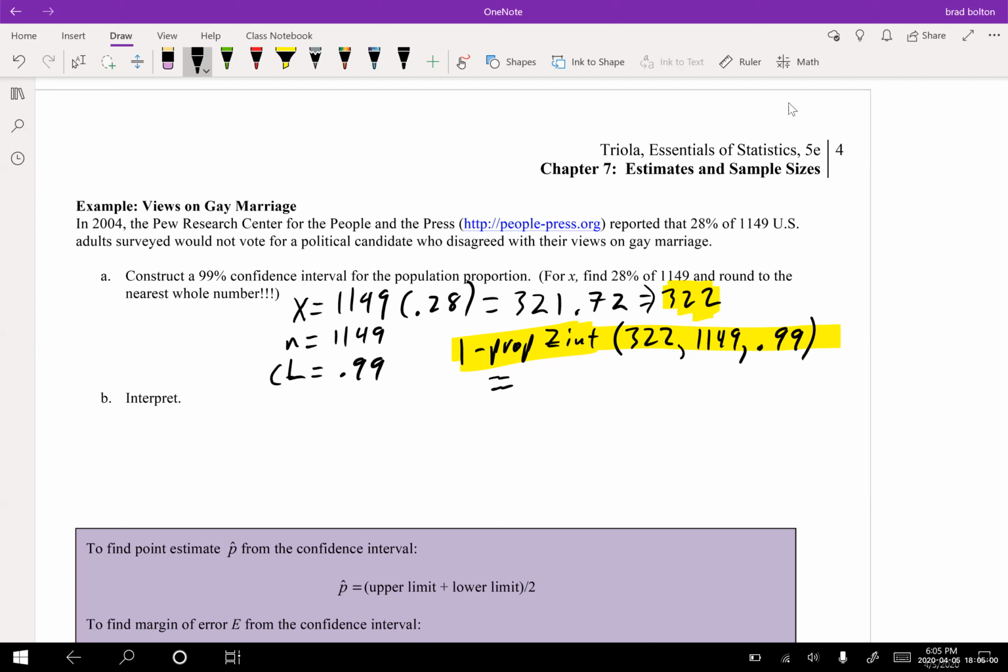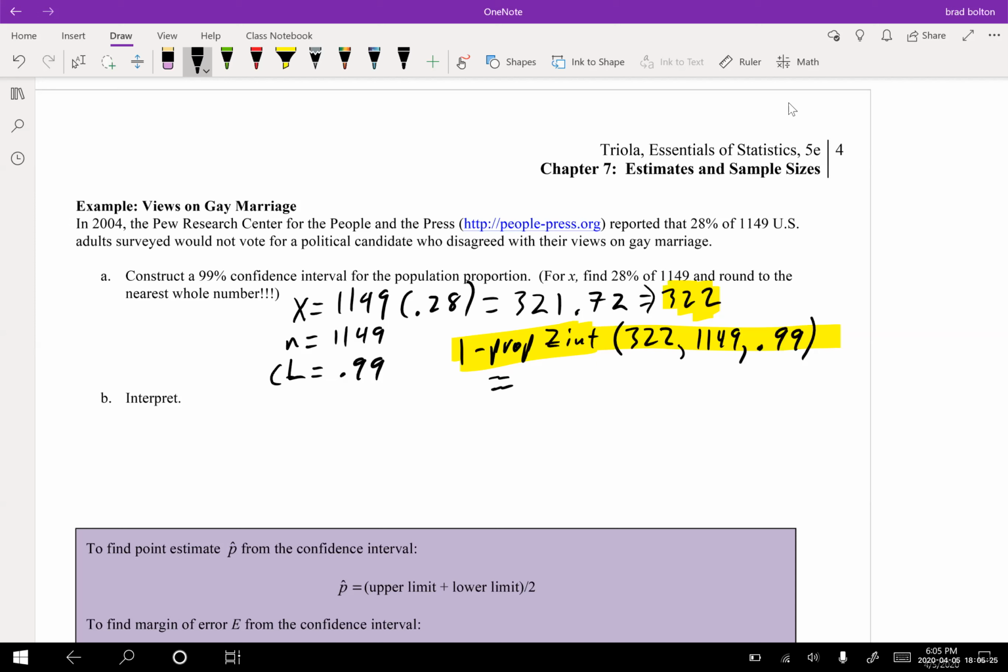Let's go to stat tests. One prop z int. We have x is 322, n is 1,149, and a confidence level of 99%. Oops, messed up. My calculator froze. Okay, let's do that again.